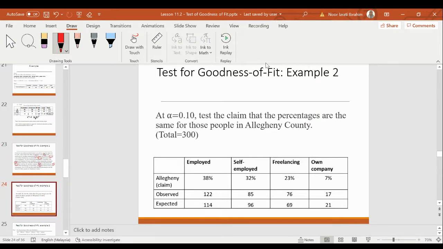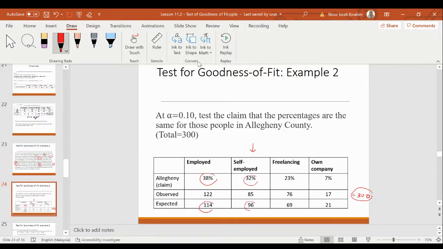This is the data or the input that we have from the case scenario. The observed value total is 300. How do we get the expected? Expected is based on the percentage given. So 38% of 300 is equal to 114.